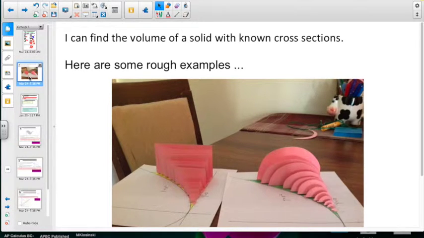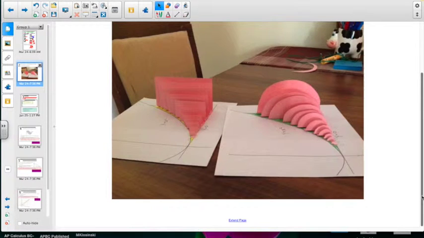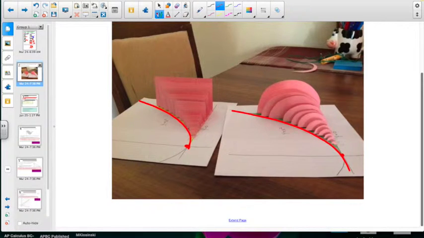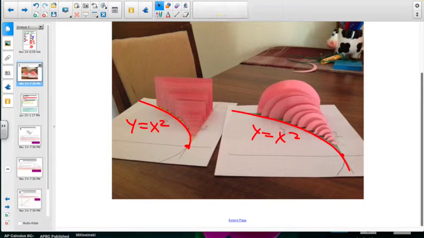It's probably easier to look at on your PDF. These are just kind of rough things I pulled off a Google search. But we can see that here's the origin, here's the function y equals x squared. Okay, we've got the x-axis.